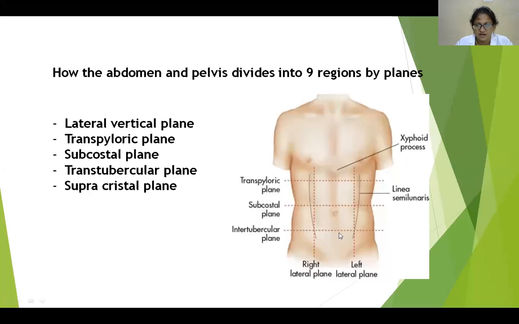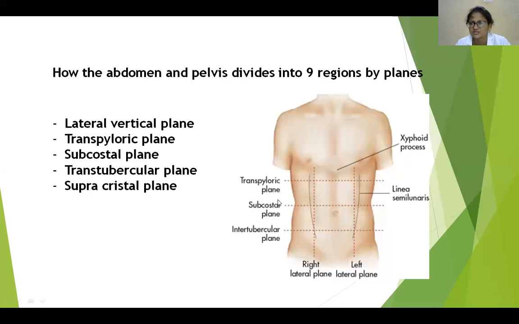At which level does this intertubercular plane lie? It lies at the upper border of the fifth lumbar vertebra. This is about the horizontal planes and vertical planes. Next, coming to the subcostal plane. This is the subcostal plane.